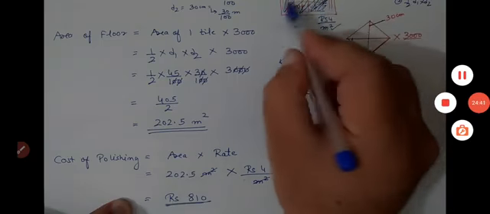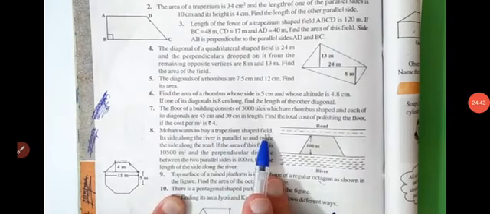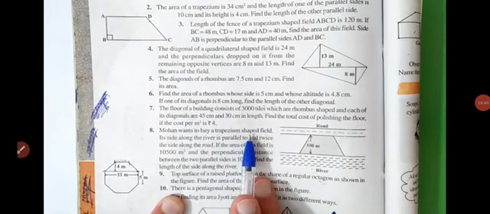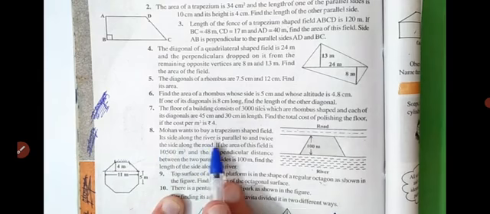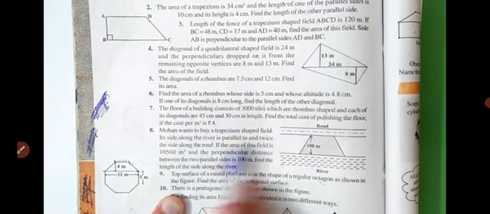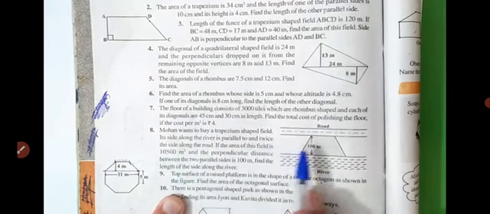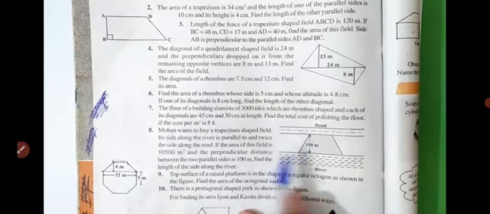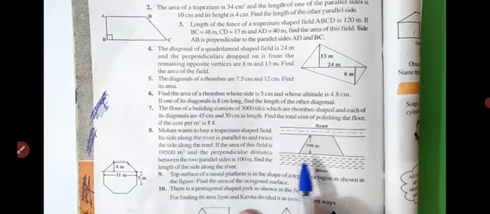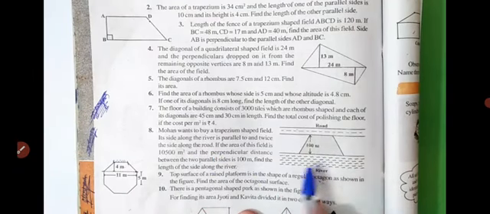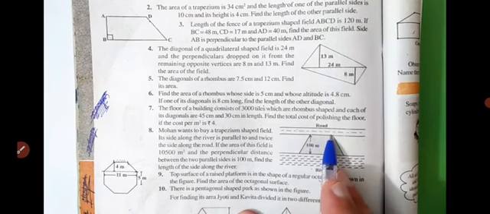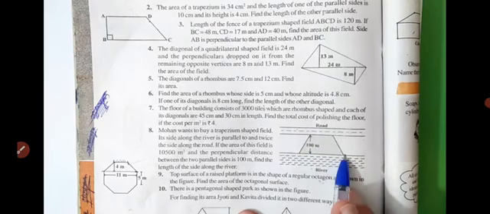Okay, now let's read question number 8. Mohan wants to buy a trapezium shaped field. Its side along the river is parallel to and twice the side along the road. Okay, if the area of this field is 10,500 meter square and the perpendicular distance between the two parallel sides is 100 meter, find the length of the side along the river.